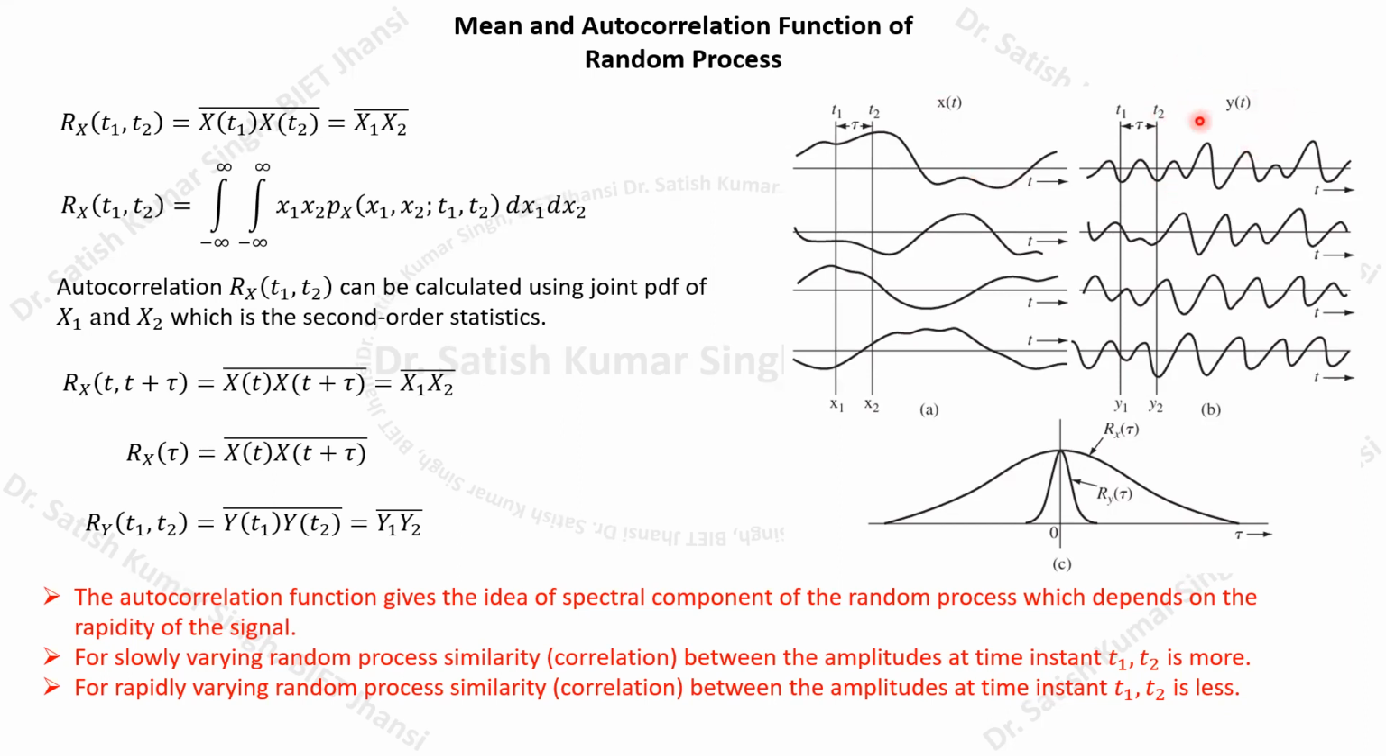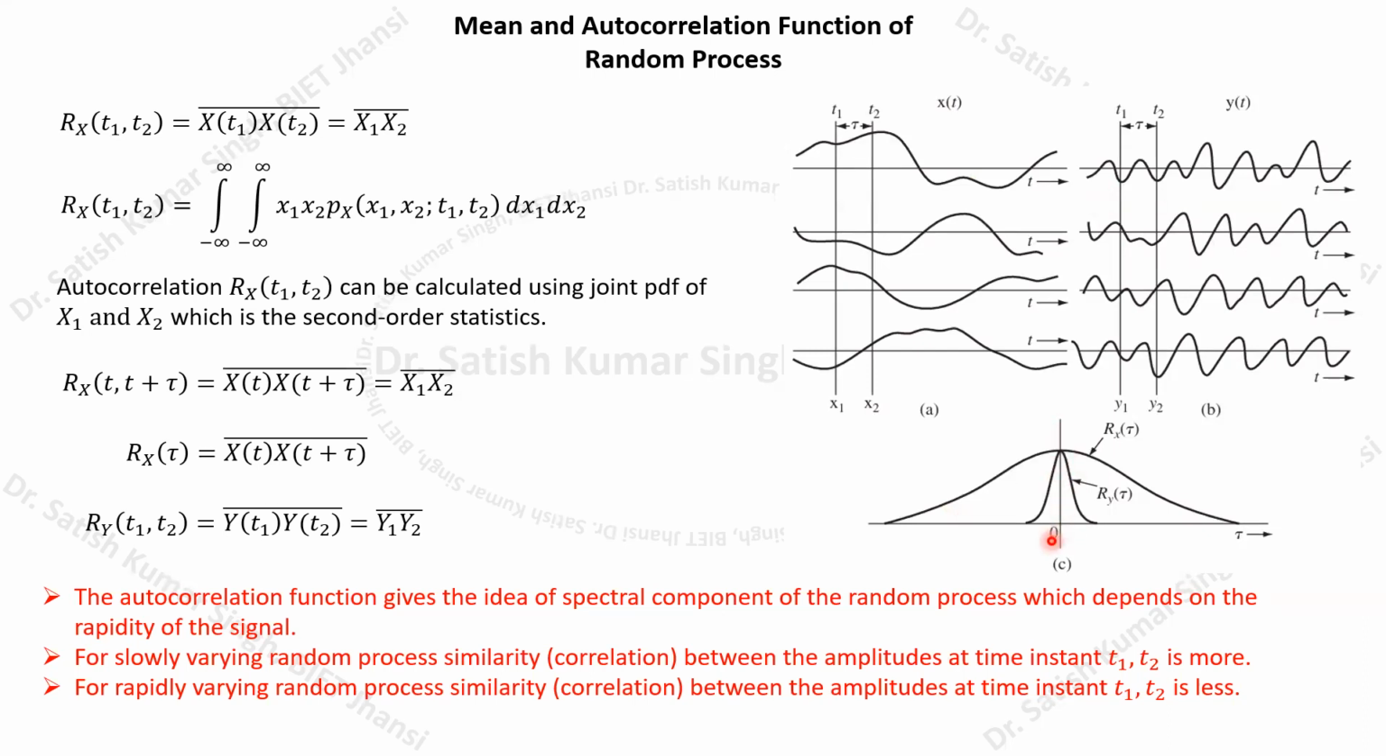This particular random process y(t) is a very rapidly varying random process as compared to x(t), and this x(t) is a slowly varying random process. Now look at the corresponding autocorrelation function graph. As I said, tau can be 0, a positive value greater than 0, or a negative value. Normally the autocorrelation function will be a symmetrical graph around tau equal to 0. It will be a symmetrical curve.